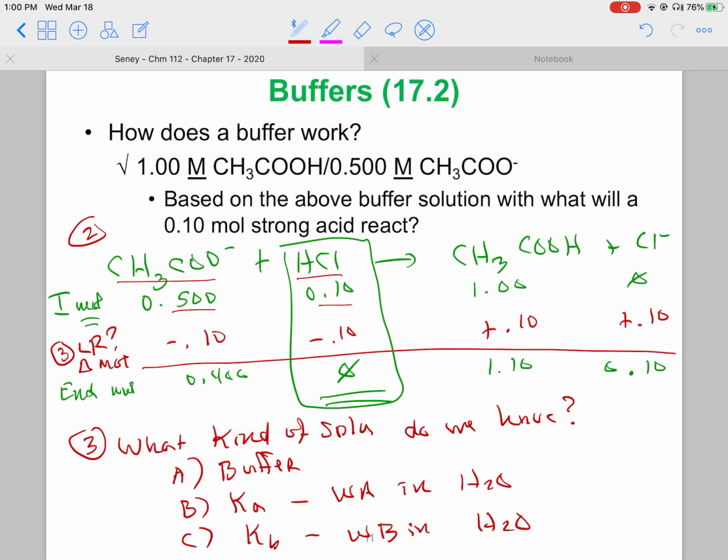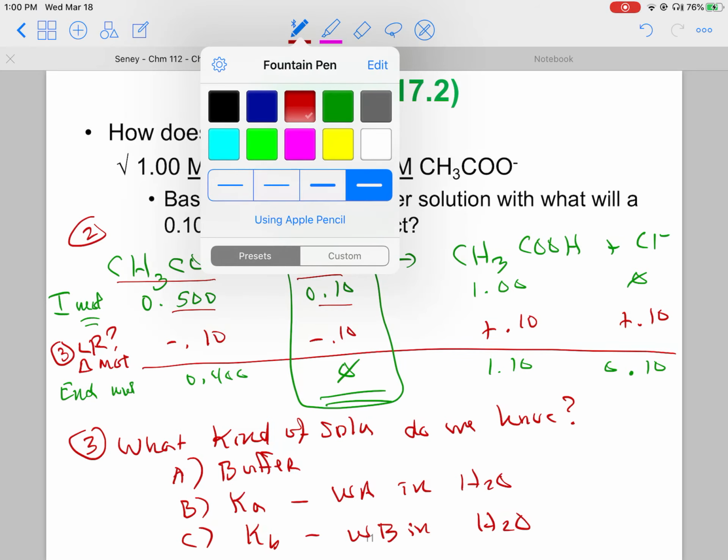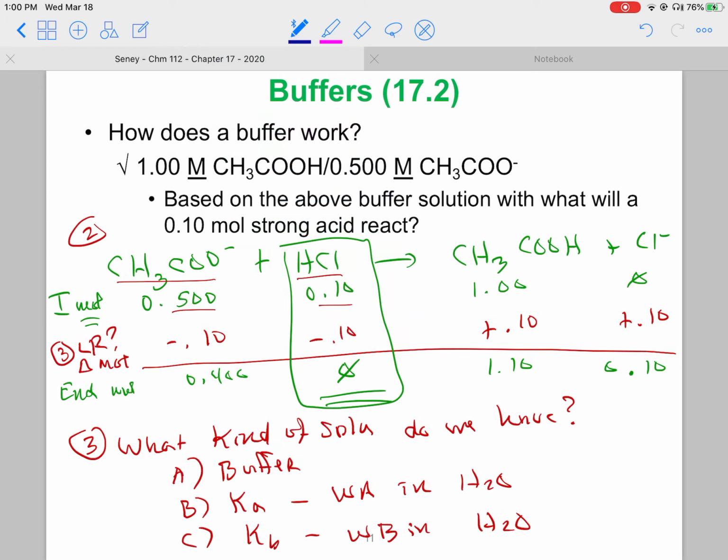So if we come back up here, and we'll go blue, we've got to figure this out. So what kind of solution do we have? Acetate and acetic acid. What are those? That's right, we have a weak acid and its conjugate base, or a weak base and its conjugate acid. So what kind of solution do we have? That's right, we have a buffer.